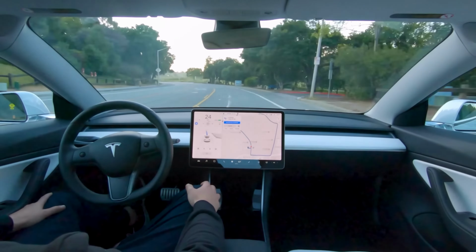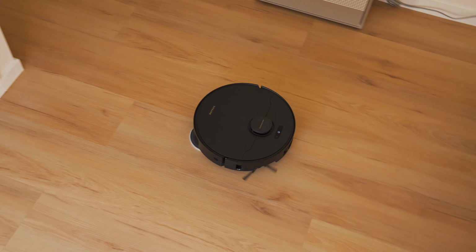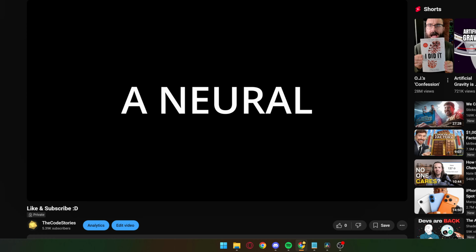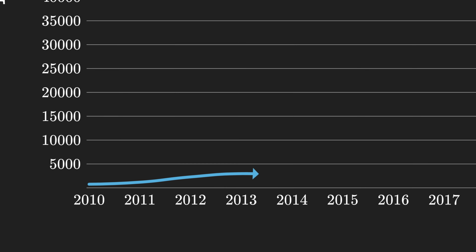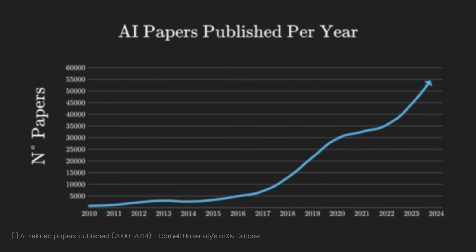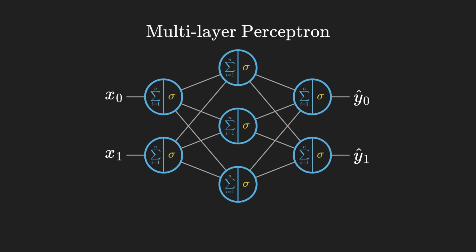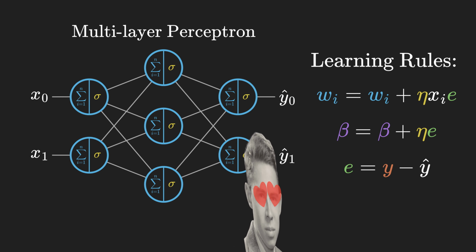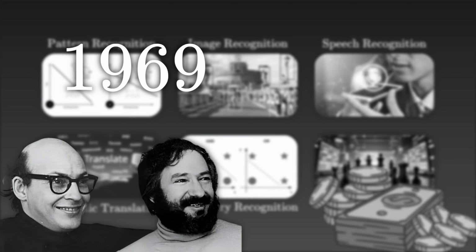AI is everywhere. AI. Artificial intelligence. AI. It drives our cars, cleans our houses, some people use it as therapy. Even the algorithm that recommended you this video is a neural network. Over the past decade, we've experienced the biggest AI revolution in history, fueling what many experts already call the fifth industrial revolution. Yet, one of their founding fathers died thinking they were of no use, and we almost abandoned them.